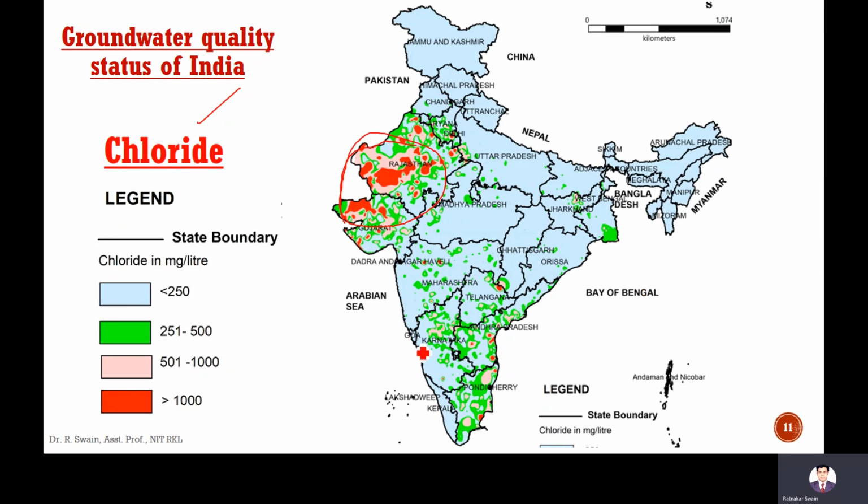In these green areas where chloride is 251 to 500, if there is no other source of drinking water, that may be allowed. So this is about the chloride status of India.